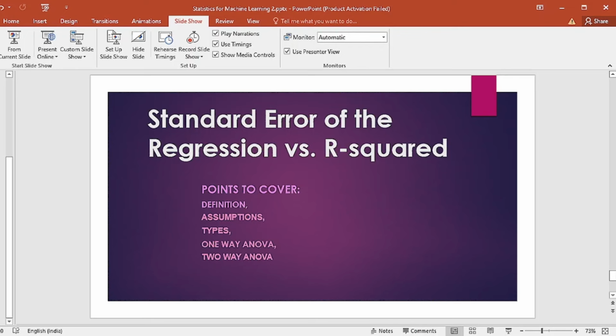Interpretation: in the case of R square, the higher the value, the more the variability explained between dependent and independent variables. And in the case of standard error, the lower the value, the better the model. Now, the relationship between the two metrics. There is no formula-based relationship, but as one decreases, the other increases and vice versa. So it is inverse.